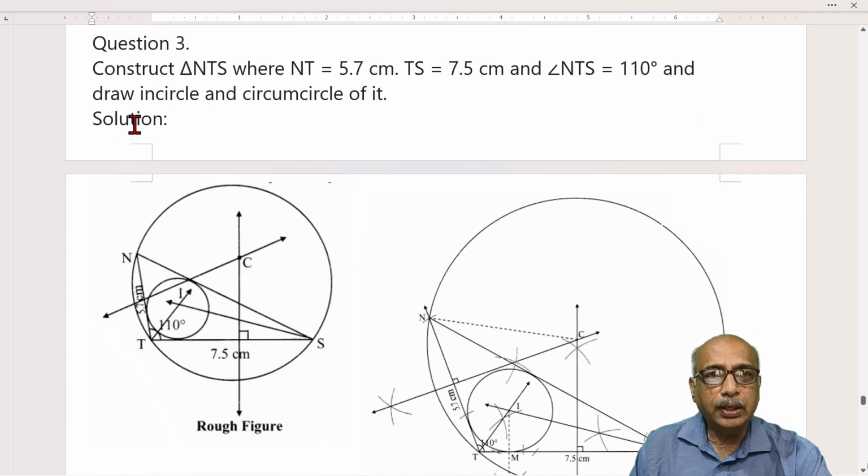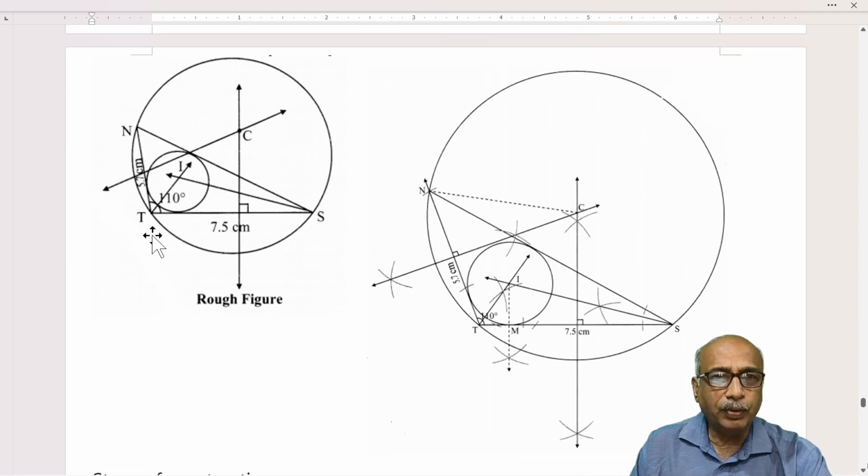Question 3. Construct triangle NTS where NT equals 5.7 centimeter, TS equals 7.5 centimeter and angle NTS equals 110 degree, and draw the incircle and circumcircle of it. So very easy. First draw the triangle as per the given information.